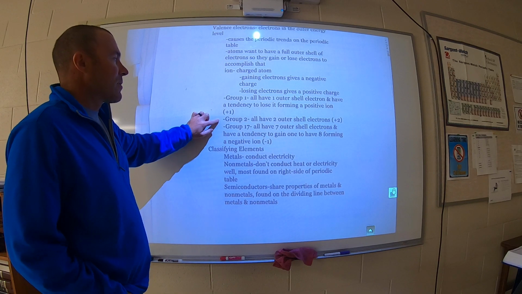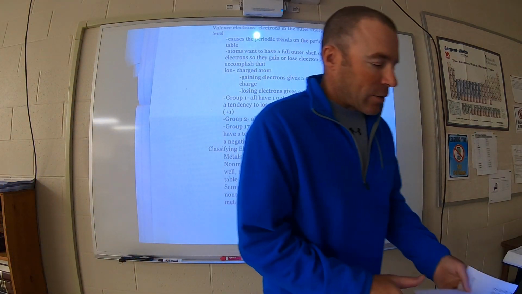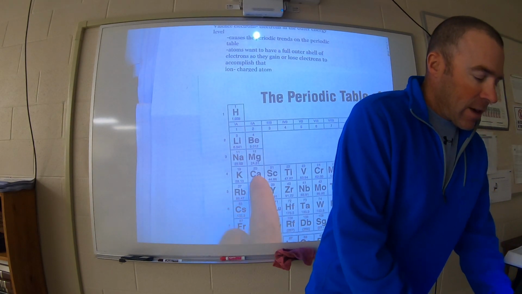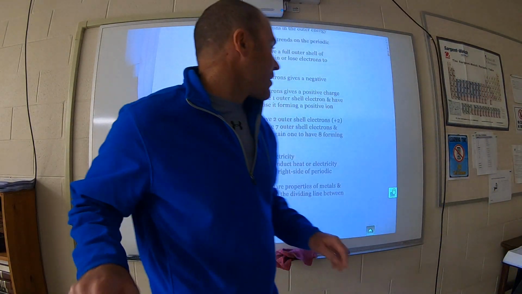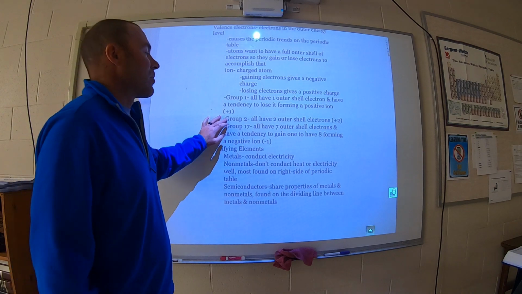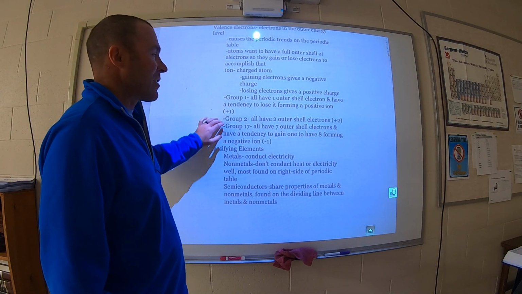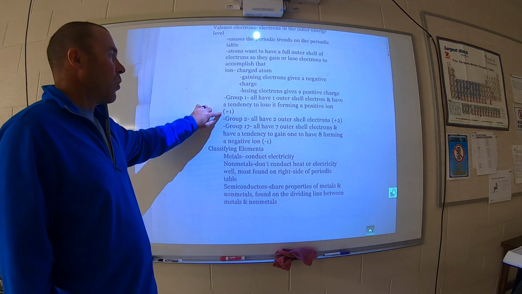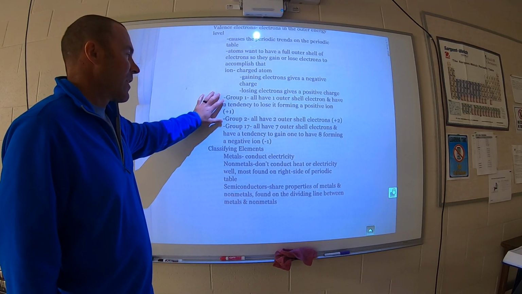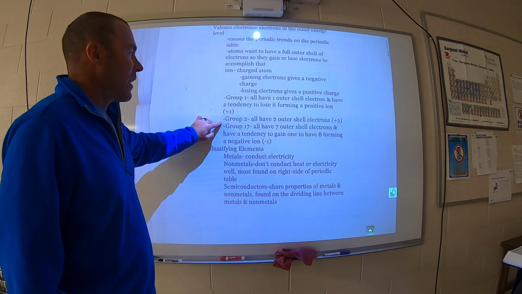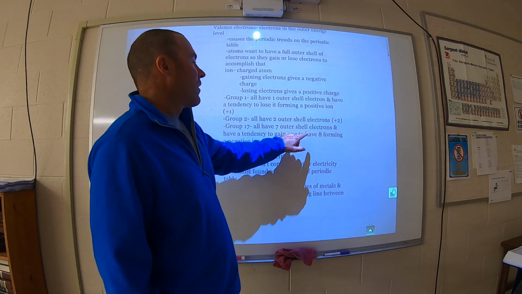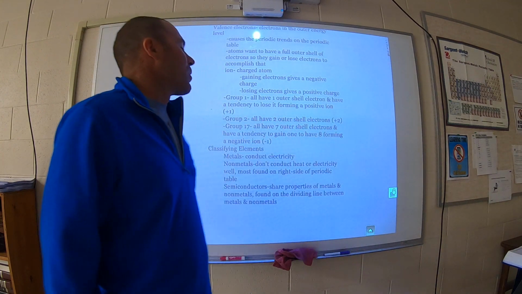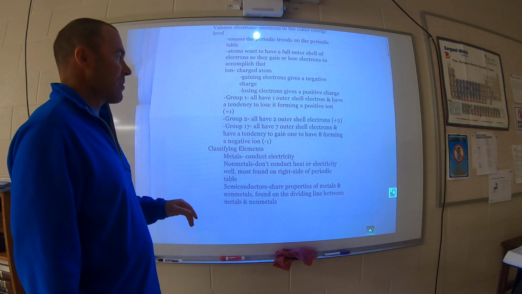Group 2 elements, which would be the group right beside group 1, beryllium, magnesium, calcium, and so on. Since they're in group 2, they've got 2 valence electrons. So they've got a tendency to lose those 2. It's easier to lose 2 than it is to gain 6. Same thing up here with group 1. It's easier to lose the 1 than it is to gain 7. So they've got a tendency to lose their electrons. And since they now lose 2, they have a +2 charge. They've got 2 more protons than they have electrons.